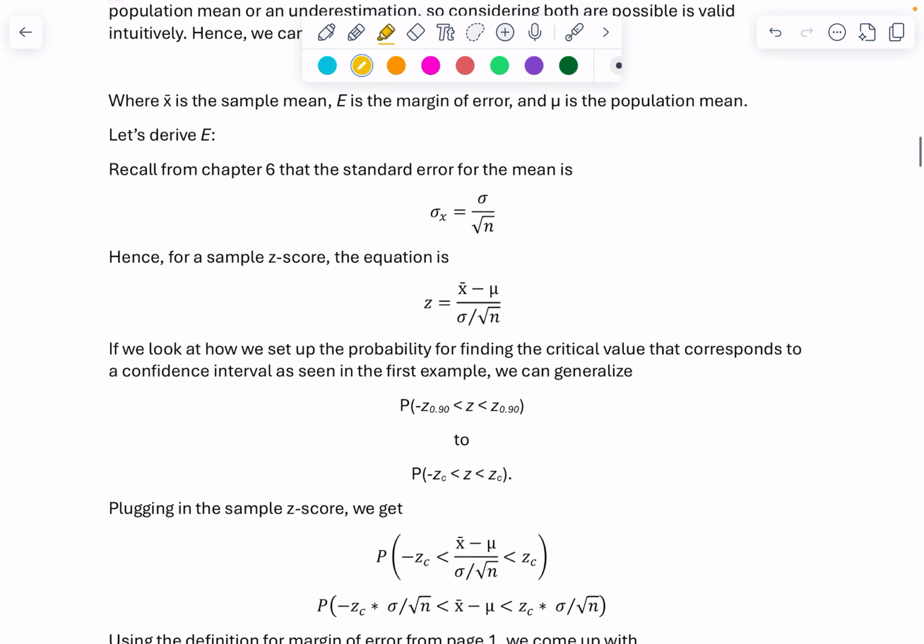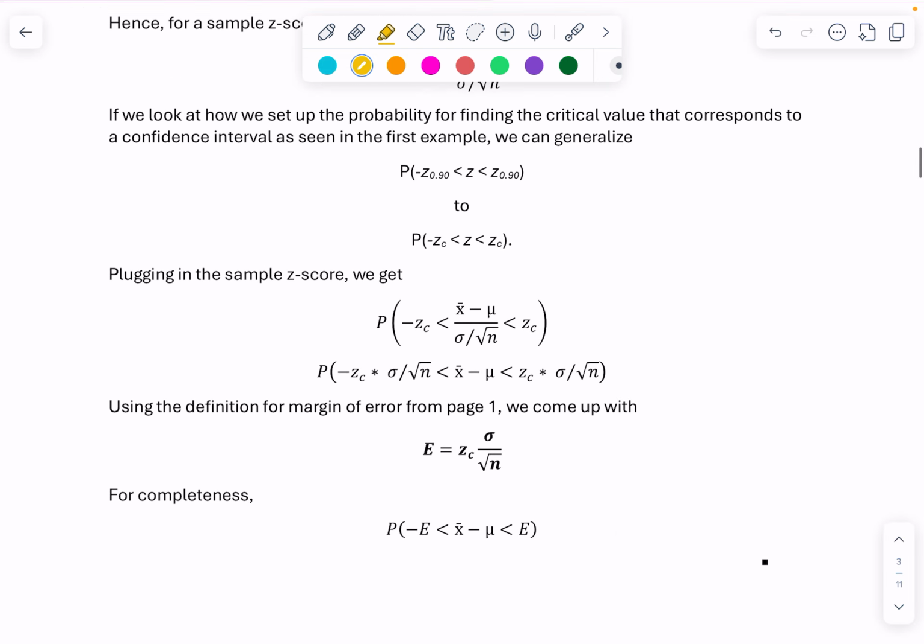So I'm not going to go through all the gruesome detail of this derivation. If this is something that you would like to look into yourself, please do so. The actual derivation of this margin of error is outside of the scope of this course. So you'll only be responsible to use the equation that will be given to you for the margin of error in calculating it. But know that we're basically using the sample z-score equation that we learned before and the standard error equation. And we're combining those two together to get our margin of error.